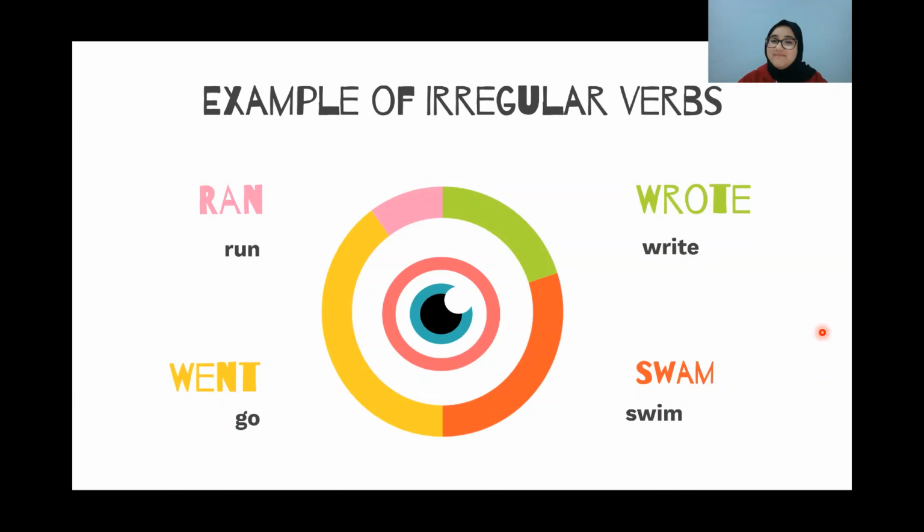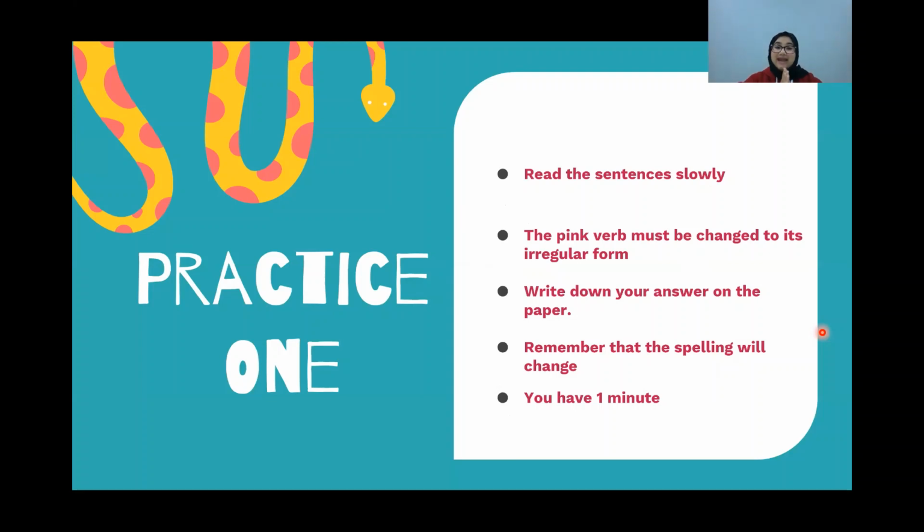Very simple, right? Although these are not all the irregular verbs we have. We have much more than that, but I have chosen just a few of them, okay? They are very simple, right? Let's move on to our first practice.